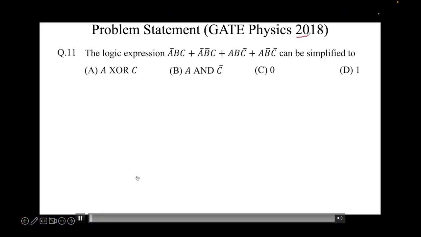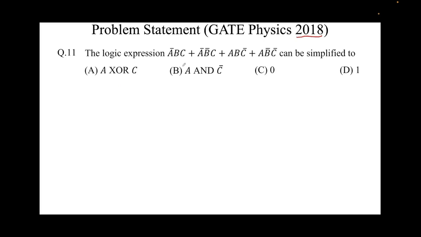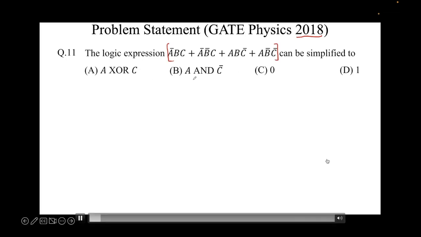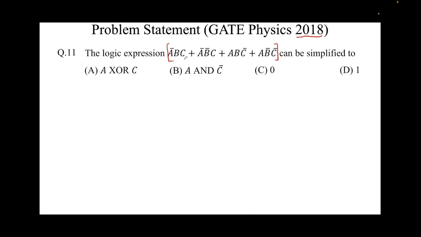The problem statement from GATE Physics 2018 reads as follows. The logic expression which has been written here can be simplified to: the 4 options are option A, A XOR C; option B, A and C bar; option C, 0; option D, 1. So essentially we have to solve the logical expression which has been written here, and we need to simplify it to the lowest possible, easiest terms.